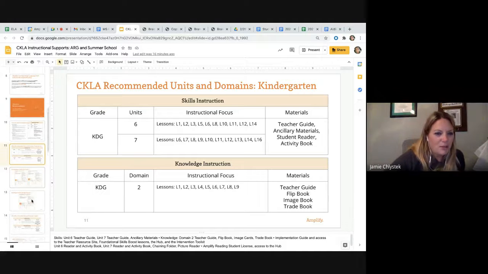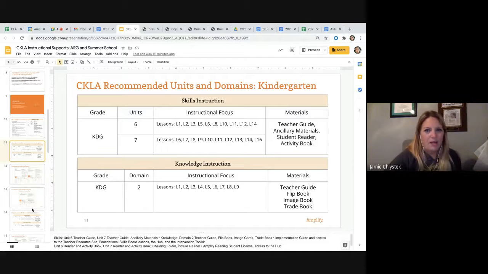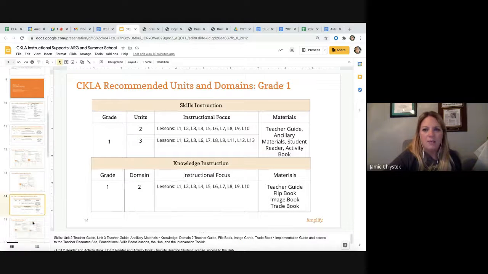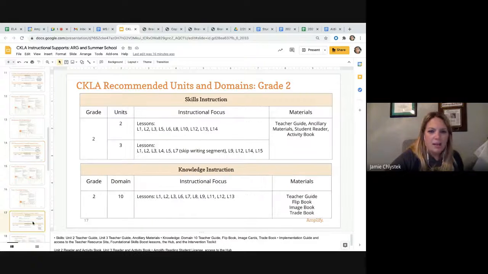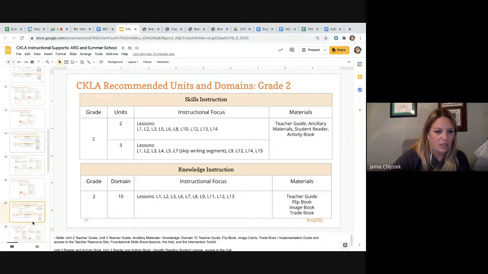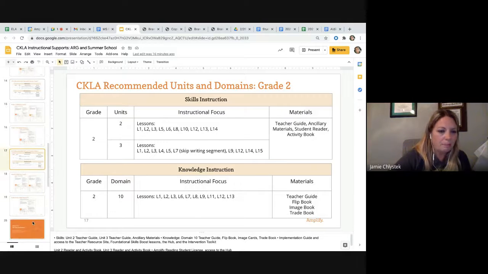Super. So let me just show, so you'll see here the recommended units and domains for kindergarten, same thing for first grade, same thing through second grade. Units, lessons, those units for skills, again, very targeted reasons, targeted units that are specific to code knowledge that has to be mastered, or in the explicit approach to instruction is necessary to be firmed up before moving into that next grade. So that's why those particular units and lessons are identified.